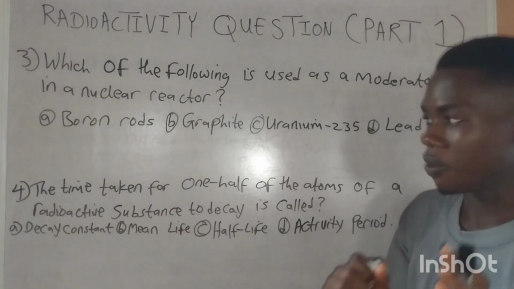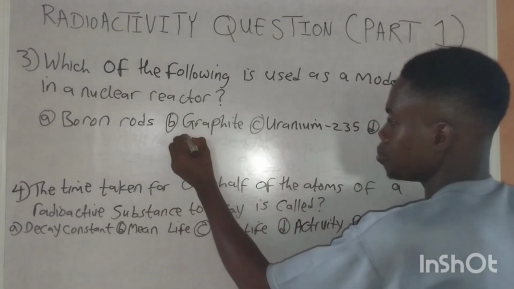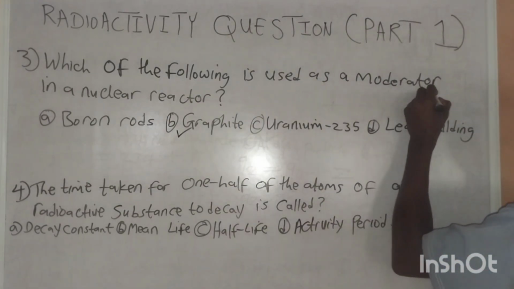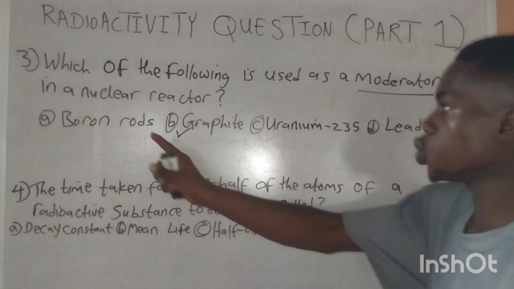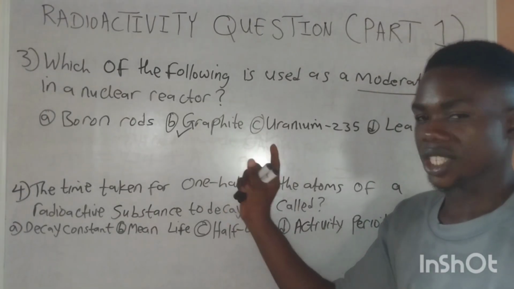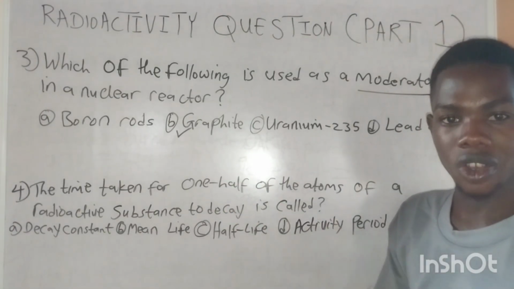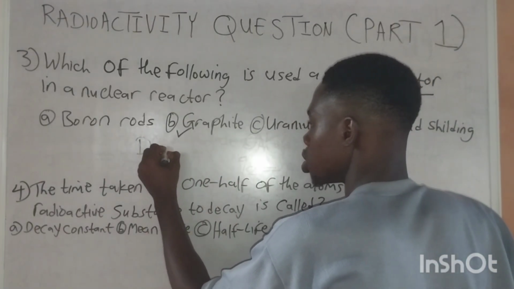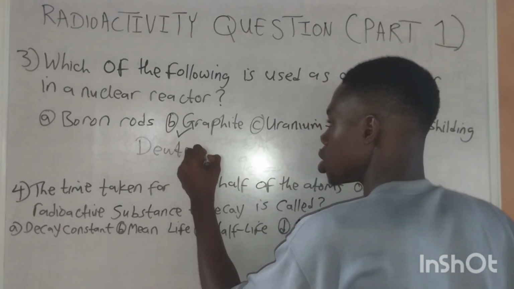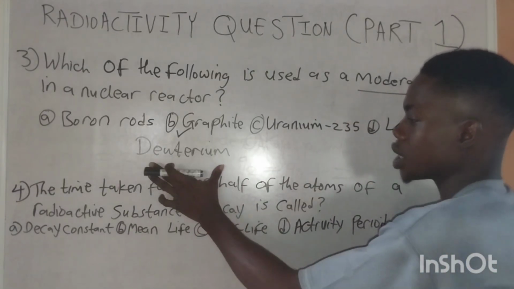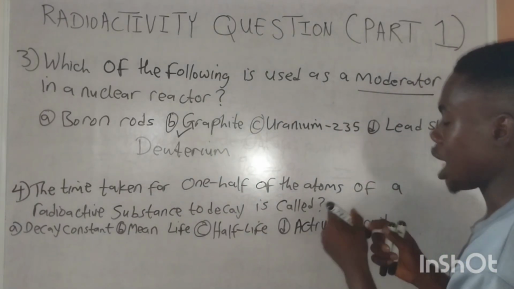So please take note that graphite, which is option B, is used as a moderator in a nuclear reactor. Please take note that it is not only graphite that is used. Deuterium can also be used. Please take note that deuterium is an isotope of hydrogen.